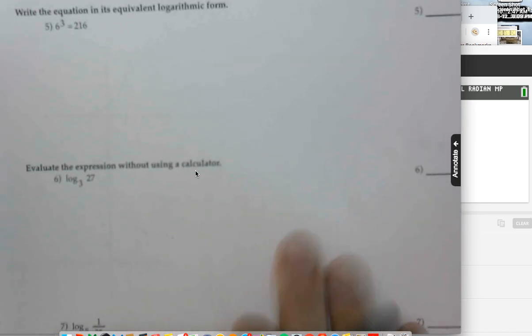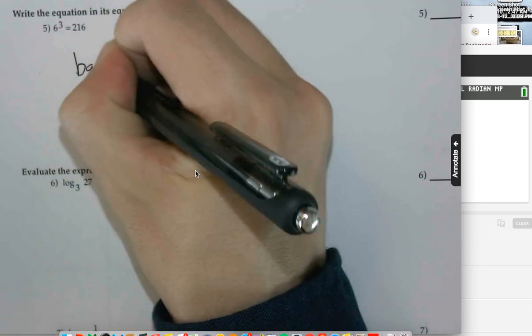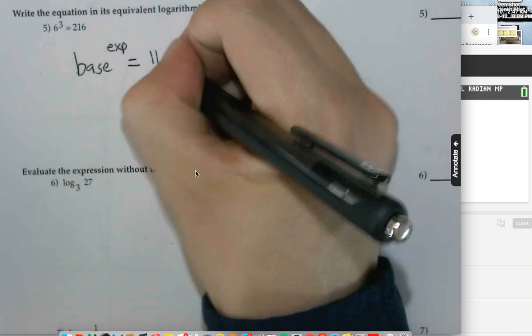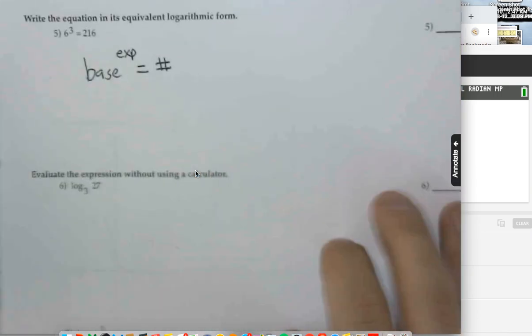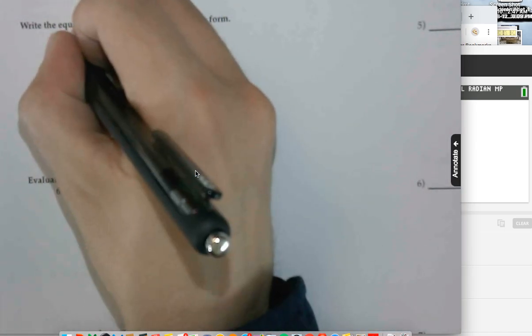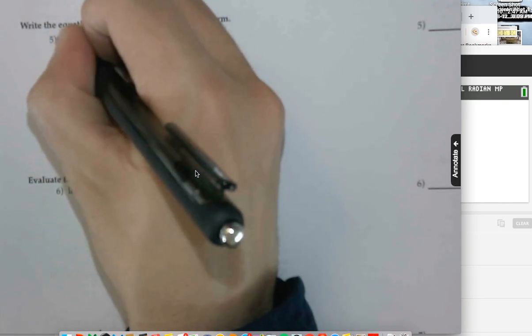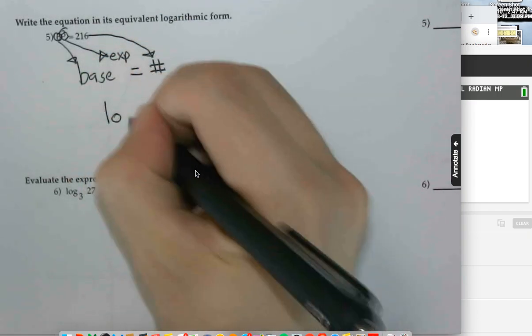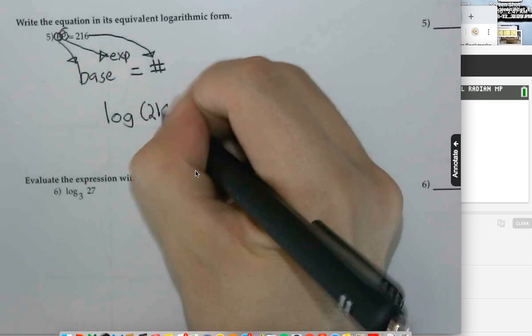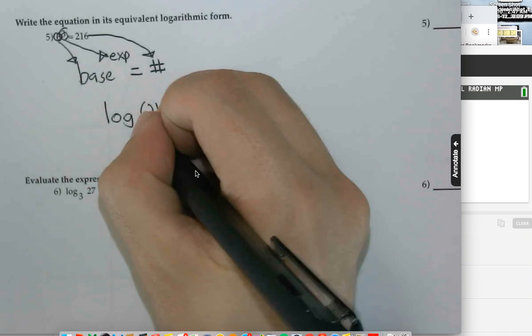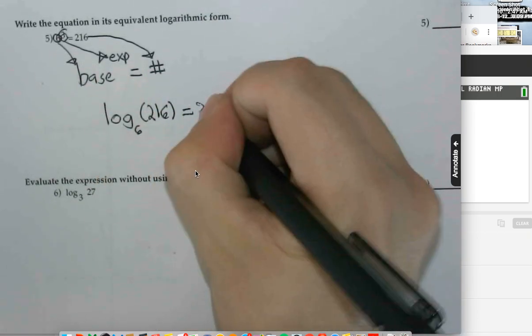Now, switching backwards, keep in mind what I wrote on the previous page. Exponential form has your base with your exponent equal to some number which was in parentheses with the log. So in this case, our base is 6. Our exponent's 3. The 216 is going to go with the log, so we have log of 216 with our base of, what is that, 6? I already lost track of it. 6, yeah? And then this equals 3.